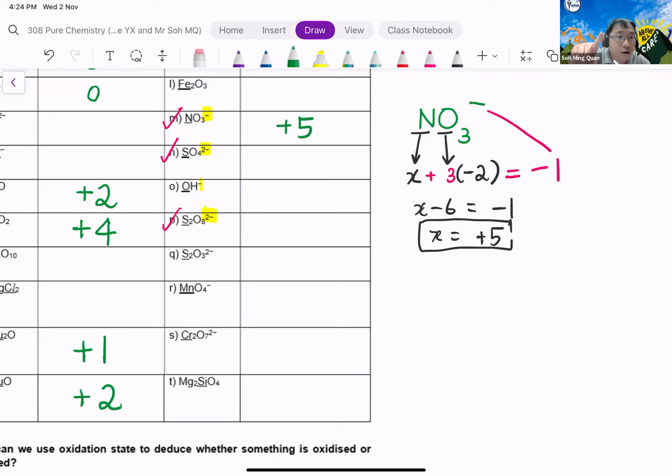And why is it very highly oxidized? Because it's combined with oxygens. And we have proven it. The oxidation state of nitrogen is +5. Okay, let's go to the next one.